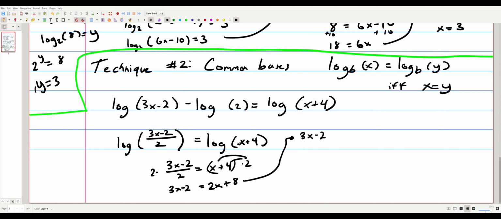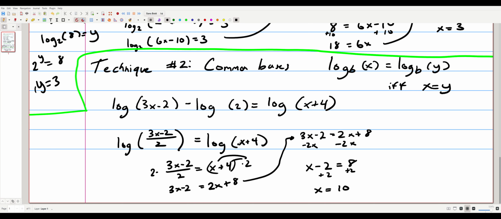And what do we want to do when we're working with a linear equation like this? Well, we want to get all the x's on one side and everything else on the other side. So we'll subtract 2x from the right side, subtract it from the left side. This gives us x minus 2 is equal to 8. We add 2 to both sides, okay? And so we get x is equal to 10.